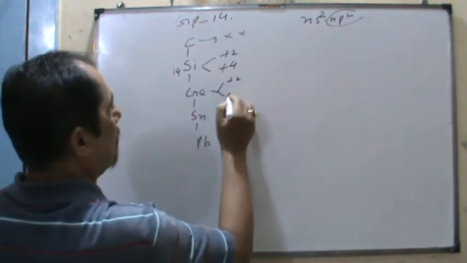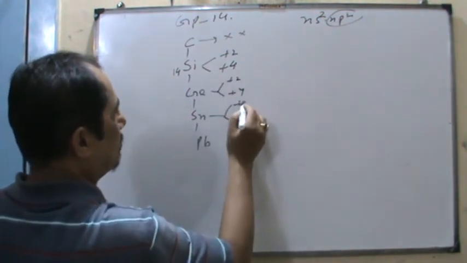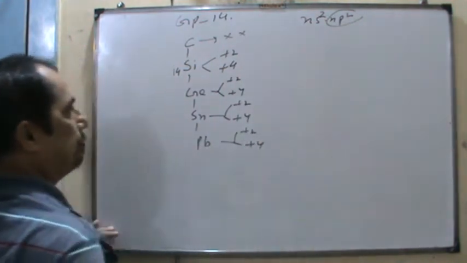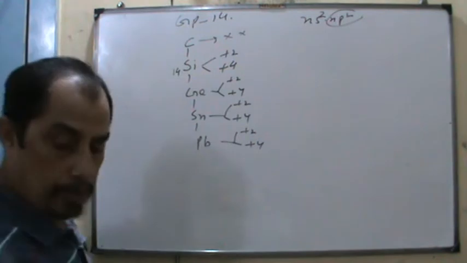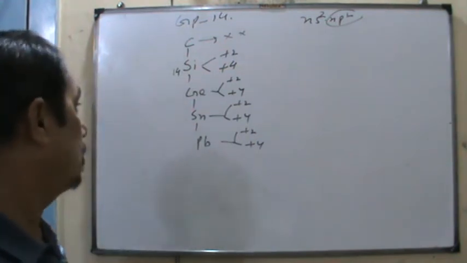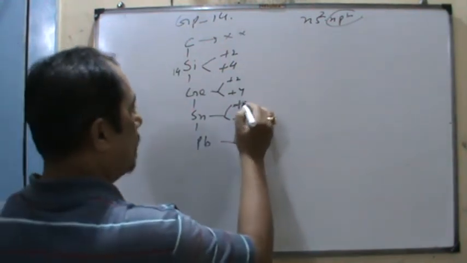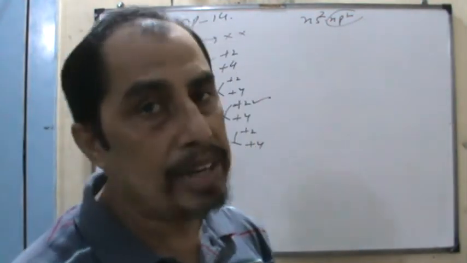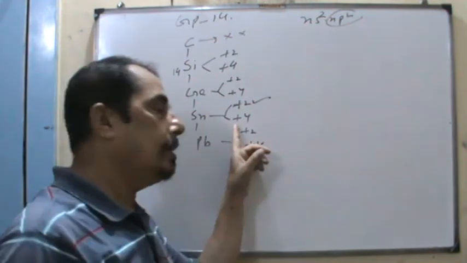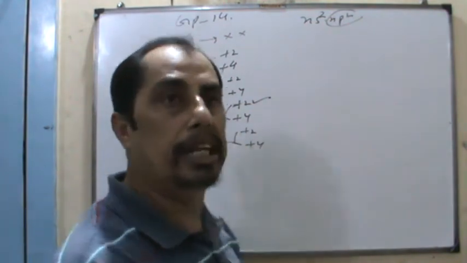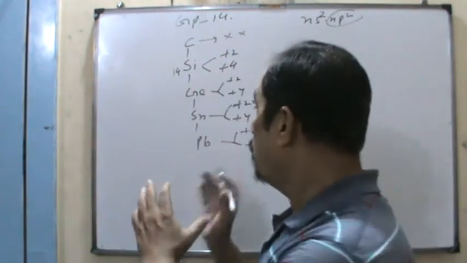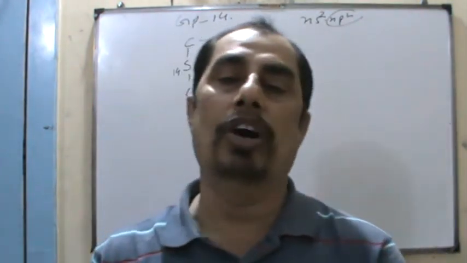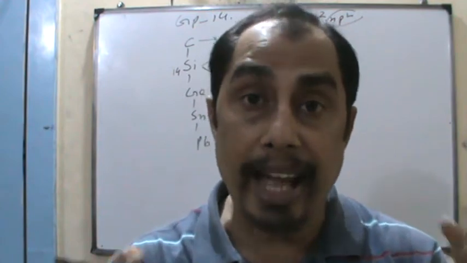Every element has the same kind of status: +2 and +4. It is all due to the inert pair effect. As such, the atom with lower oxidation state can form a compound which is ionic and solid, and the atom with higher oxidation state can form a compound which is covalent and liquid. This phenomenon is called the inert pair effect.